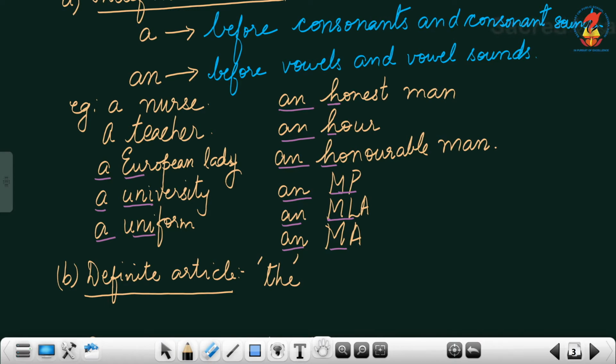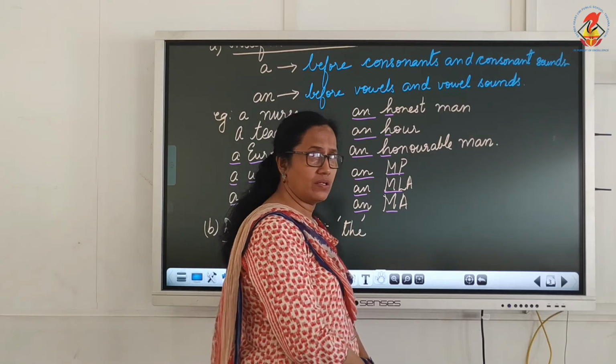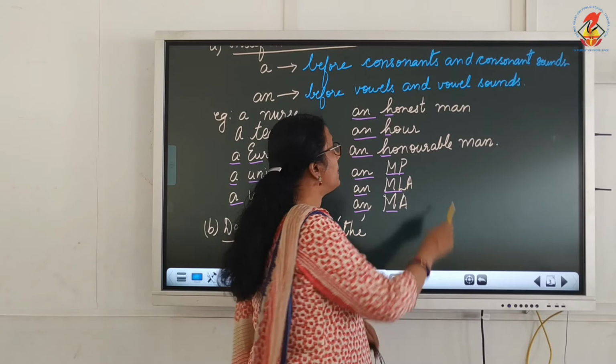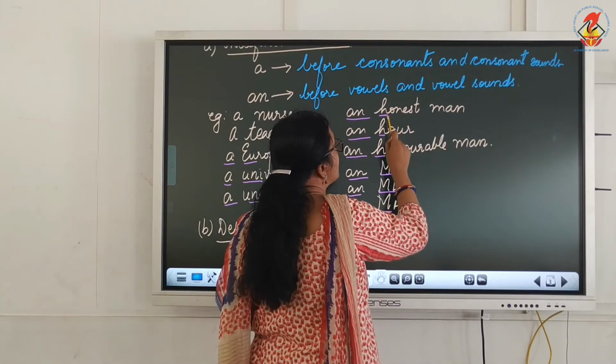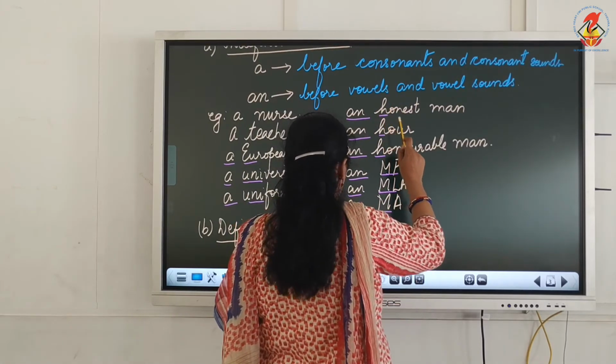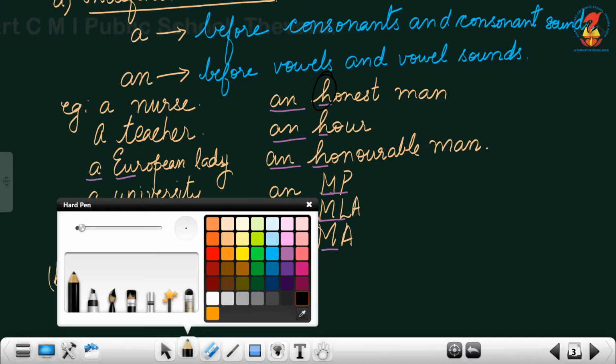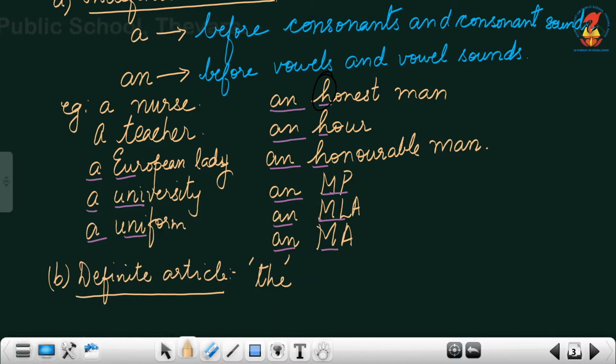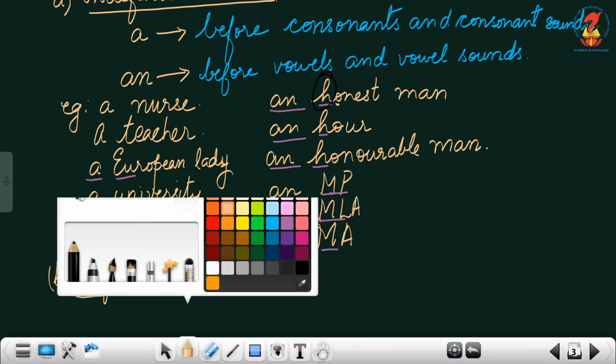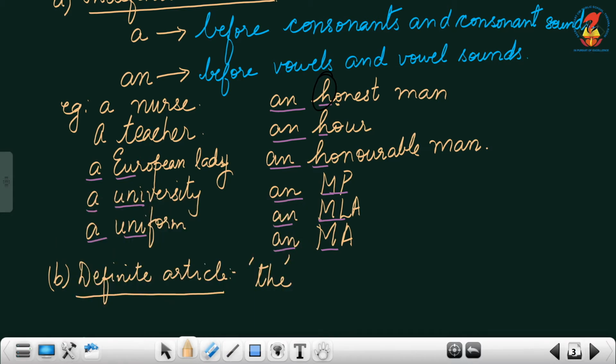you pronounce the word, what is the phonic sound for H? Huh, isn't it? But do you say, huh-onest man? No. Here, H happens to be silent, isn't it? H happens to be silent. So, when you speak the word, it automatically starts with the O sound, isn't it? An honest man.